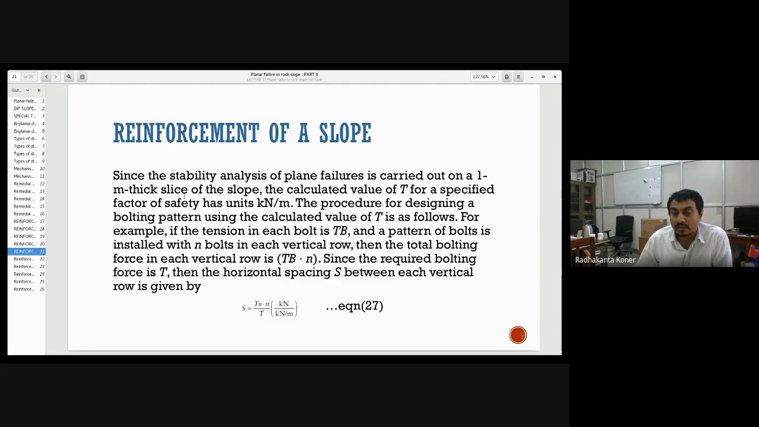Based on that relationship, we have developed this relationship equal to spacing. So the optimal spacing will be TB N. TB is basically the tension bolt quantity, the amount of tension in a bolt, and N number of bolts are installed. And T is the total required bolting force. So S can be found out easily: TB into N divided by T. Based on this relationship, we design the amount of bolting required in a rock slope.